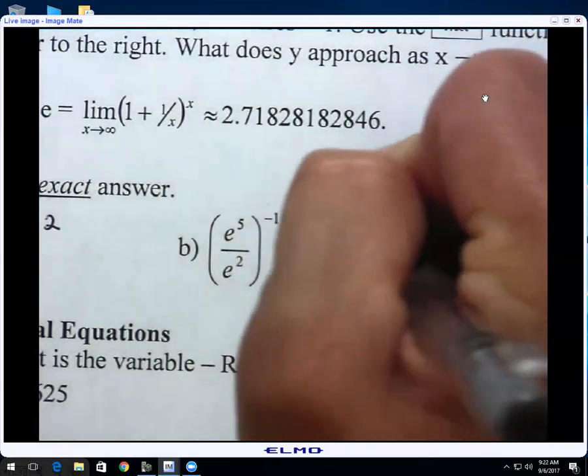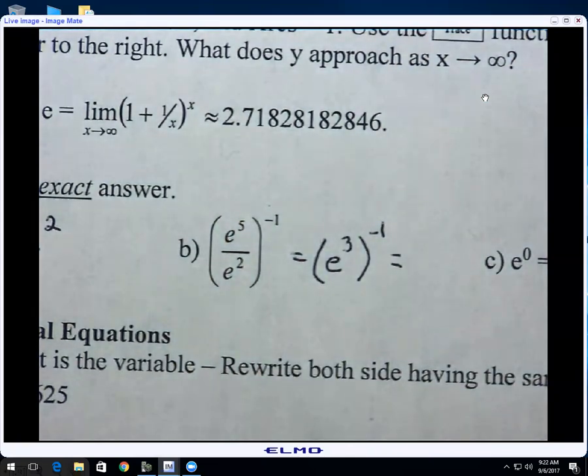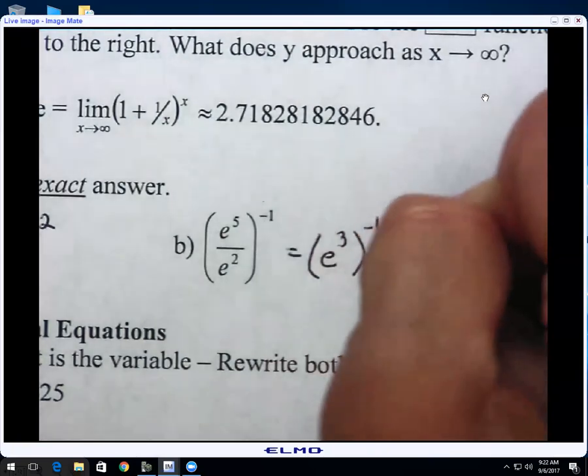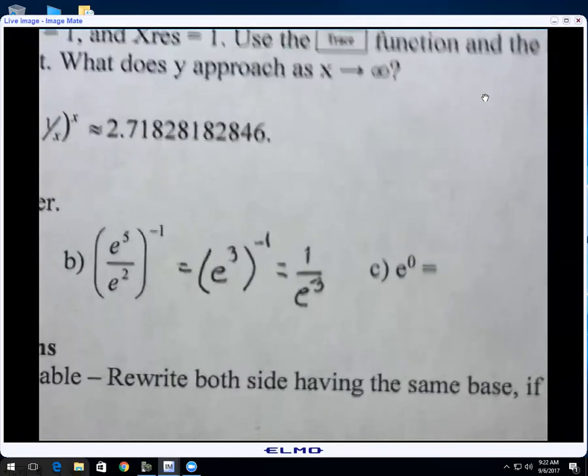And what's e to the third to the negative 1? You could write it e to the negative 3. Or because I'm about to run out of room, you can just skip that step and write it 1 over e cubed. So anything you can do with a 3, you can do with an e. What's e to the 0?